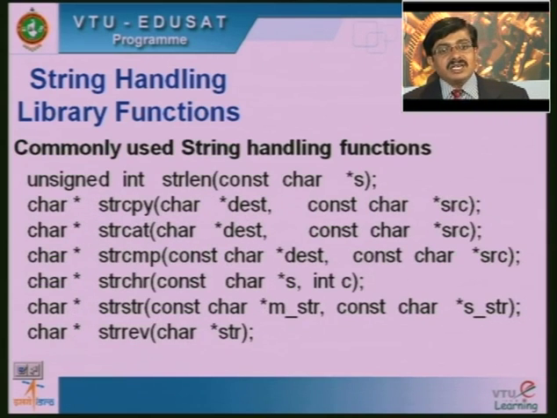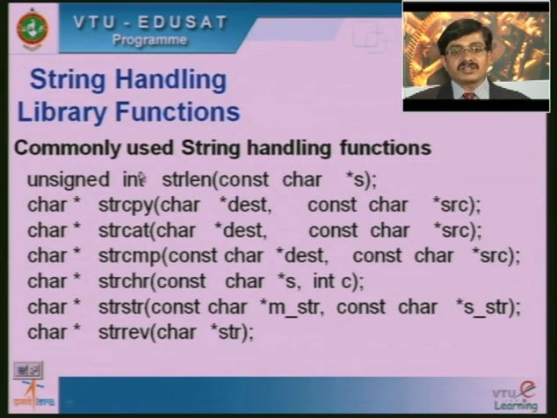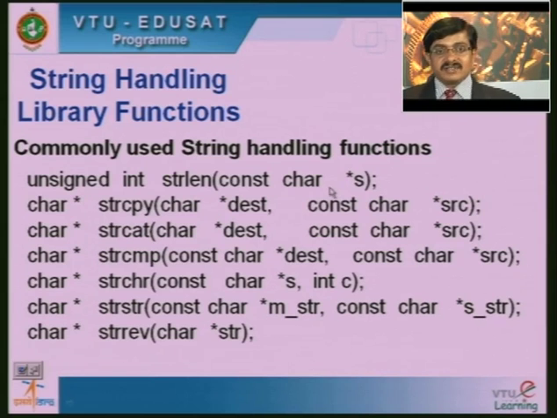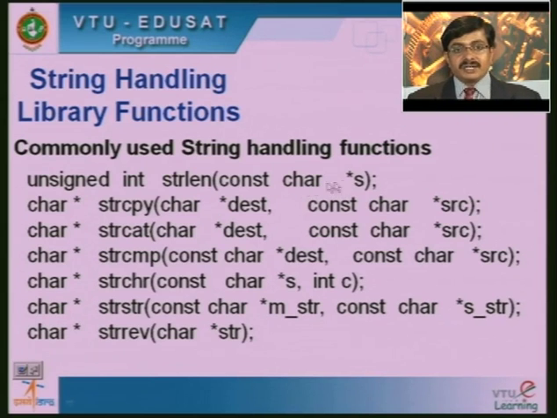The commonly used string handling library functions are, first, unsigned int strlen. This is a function which will return the length of the string. Here the parameter we are passing is const char star, because the content of this string should not be altered. That is the reason it must be a pointer to const char as the parameter. The return type of strlen is an integer.